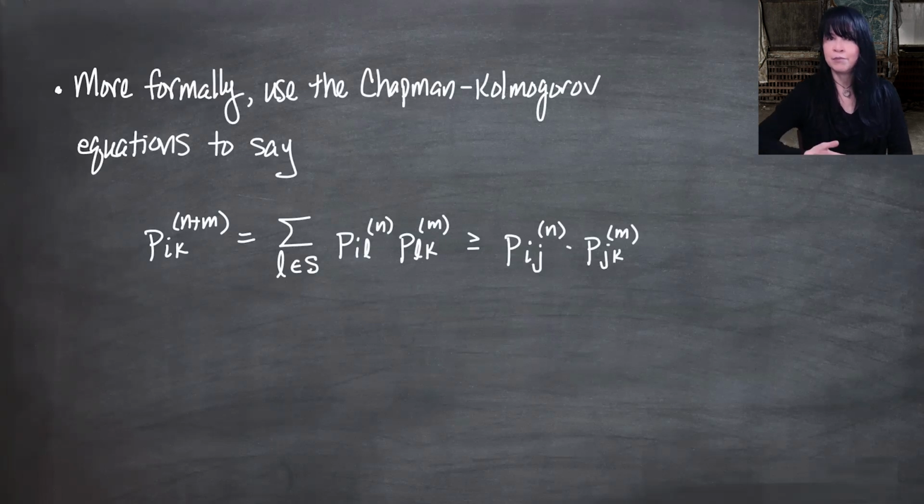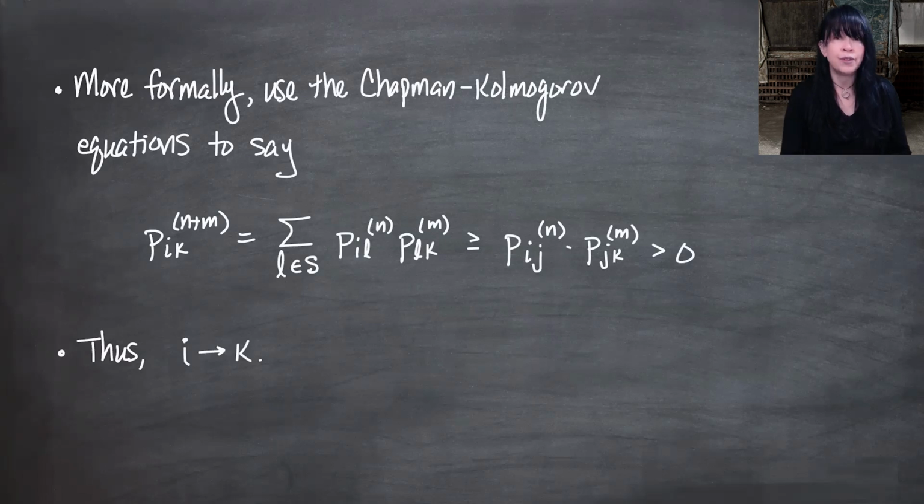And L can take on many more things other than state J, but this is one of the terms in this sum. And so, therefore, this sum is greater than or equal to one of its terms, right? It might be equal if all the other probabilities are 0, but it's greater than or equal to one of the terms, and both of these are strictly positive, so the product is strictly positive. And so what we have is we've exhibited a non-negative integer, which is n plus m, for which the probability of going from I to K in that number of steps is strictly positive, and we know now that K can be reached from I.